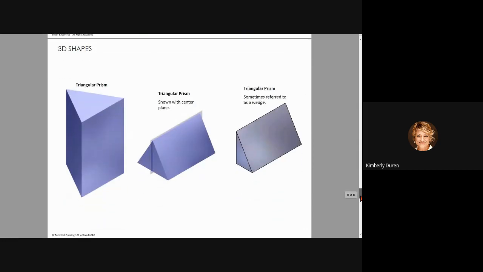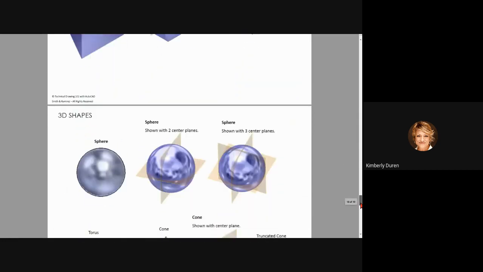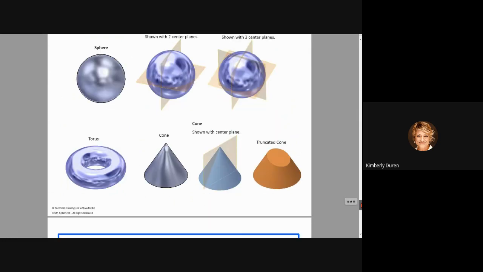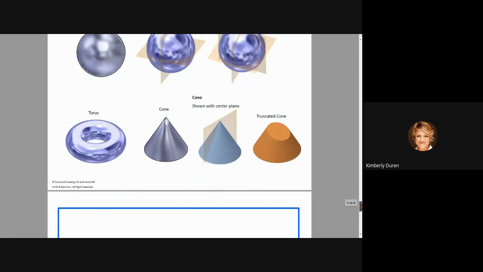Then we have 3D shapes of prisms, spheres. How do you dimension a sphere like that? You put in a spherical diameter, and you only need an arrow pointing to it and an S and a diameter symbol, because it's that way in its depth, in its width, and in its height. It's the same dimension all the way around. So you only need one dimension for something like that. Same thing with the spherical radius. If you had a ball hitch on the back of your car, that would be a spherical radius because it's not a complete circle.